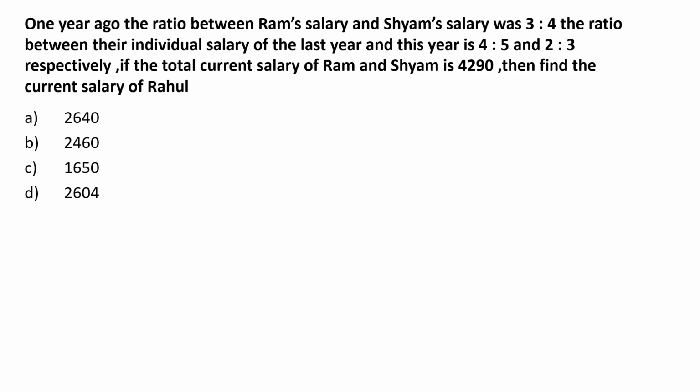Next question. 1 year ago, the ratio between Ram's salary and Shyam's salary was 3:4. The ratio between their individual salaries of the last year and this year is 4:5 and 2:3 respectively. If the total current salary of Ram and Shyam is 4290, then find the current salary of Ram. Not Rahul, Ram.